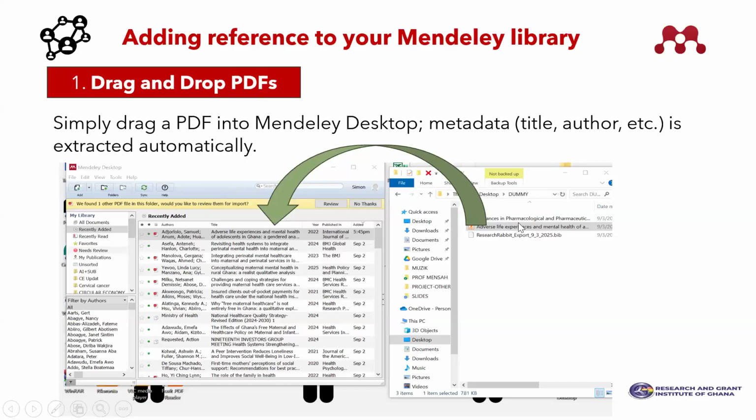So all you have to do is just drag from your document and then drop it, or drop from your folder, or you can even lift a whole folder and drop it. The drag and drop helps you to simply drag a PDF into Mendeley Desktop, and automatically the metadata will be extracted. That is the title, the author, the year of publication, the journal, everything will automatically be added when you drop it.